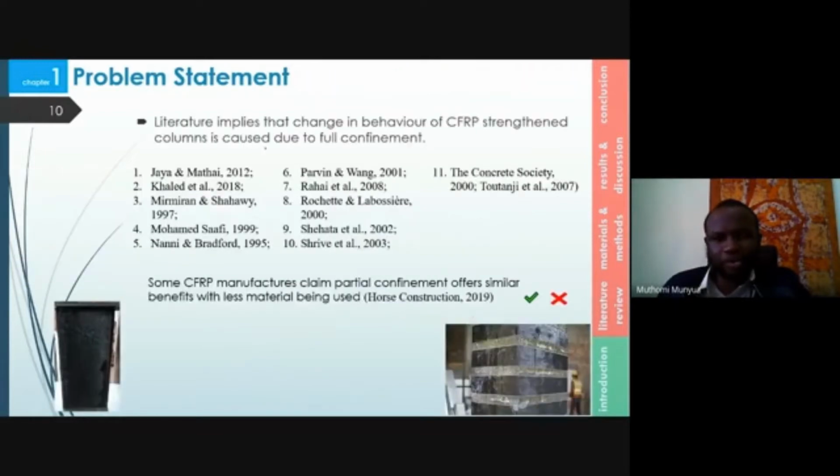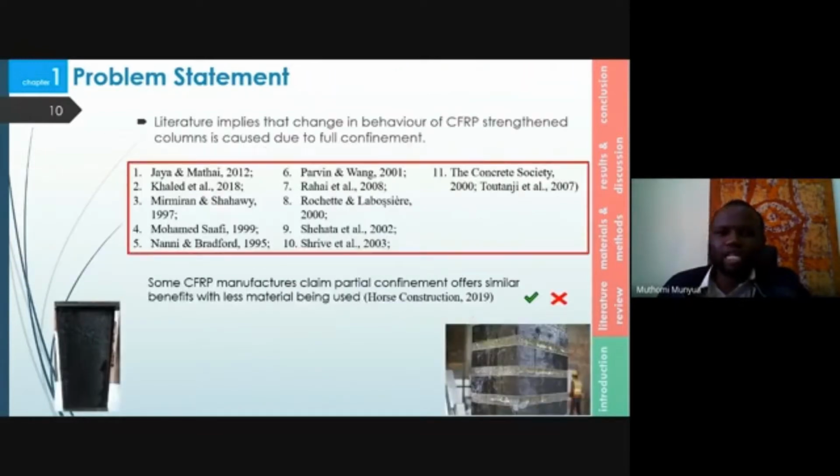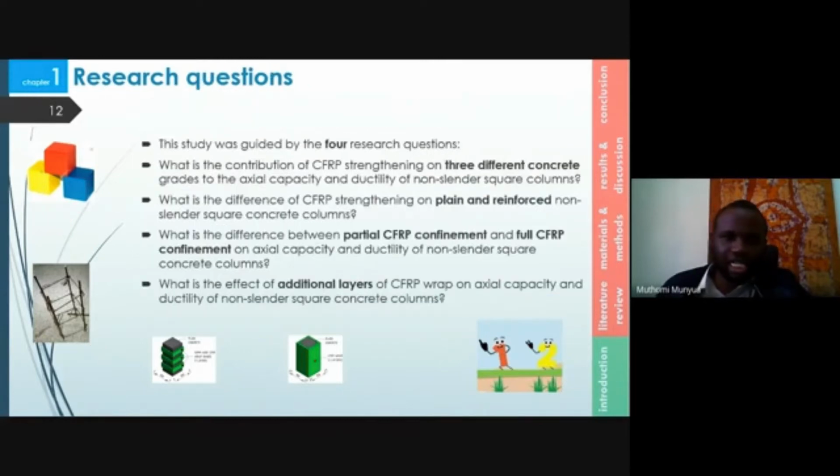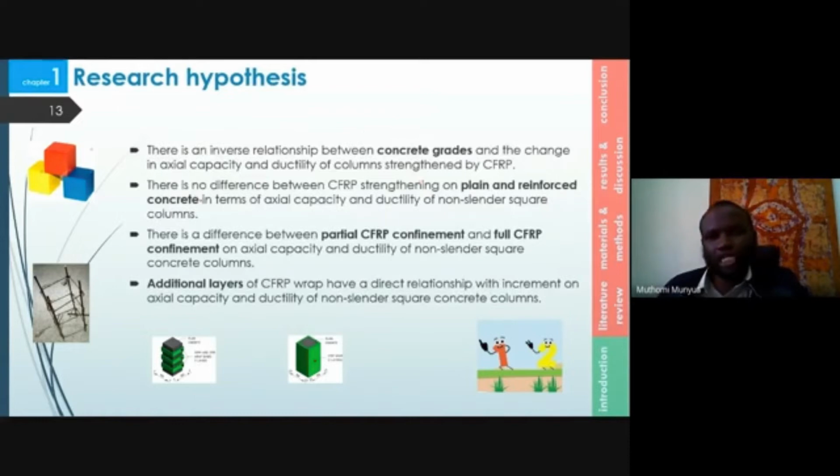From an academic standpoint, most literature implies that the change in behavior of CFRP strengthened columns is due to full confinement. Nonetheless, some CFRP manufacturers claim that partial confinement offers similar benefits to full confinement with less material being used. This study set out to prove or disprove that claim. So there were 4 research objectives based on concrete grade, steel reinforcement, degree of confinement, and the number of layers. 4 research questions guided the study, and 4 hypotheses were formulated.